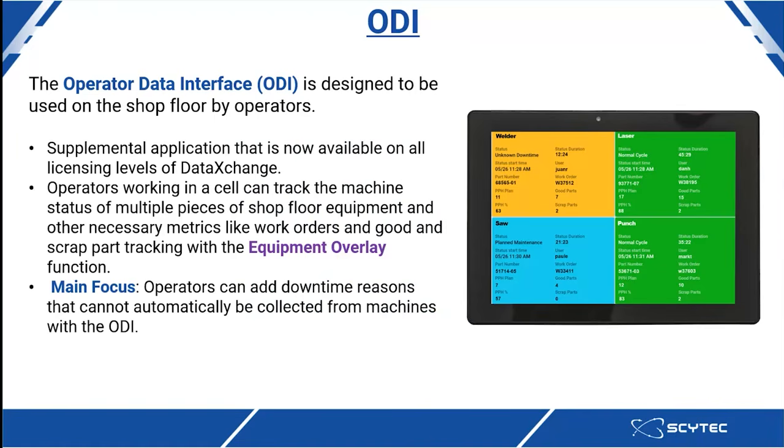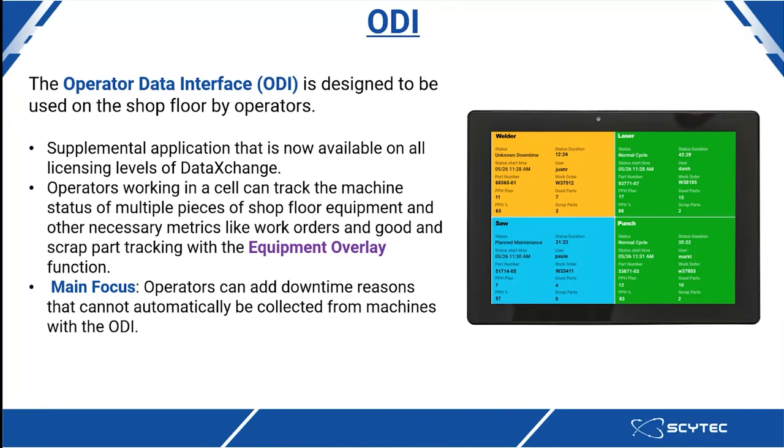So first up, I'd like to discuss the Data Exchange features that are specifically tailored for your shop floor operators. The big one is the ODI, which stands for the Operator Data Interface, and it is designed to be used on the shop floor by operators. The Operator Data Interface is a supplemental application that is now available on all licensing levels for Data Exchange. Operators working inside of a cell can track the machine statuses of multiple pieces of shop floor equipment and other necessary metrics like work orders and good and scrap part counts.